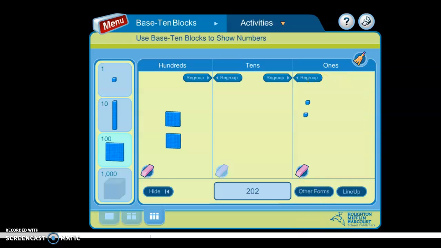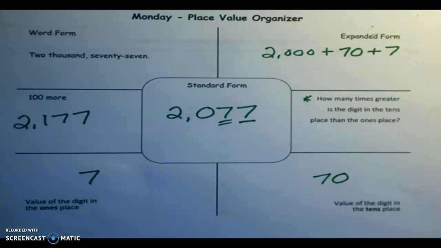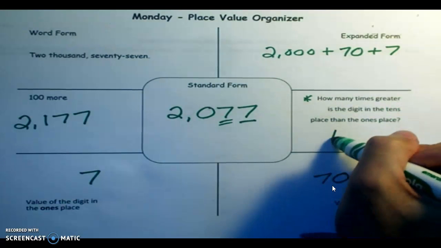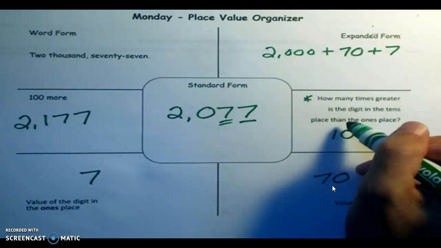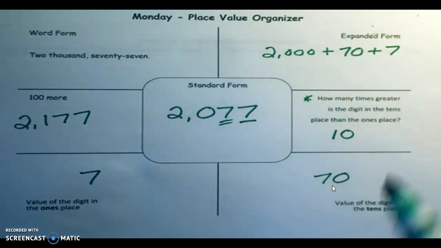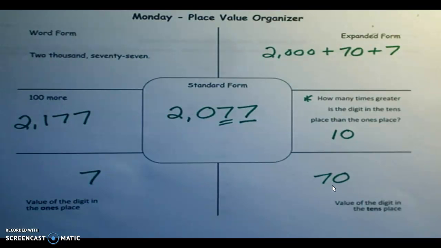So let's go back to our paper, and we can see that the 7 in the tens place should be how many times greater than the 7 in the ones place? It should be 10 times greater. And in fact, 7 times 10 is 70. So here we would write 10. It is how many times greater is the digit in the tens place than the ones place? It is 10 times greater. Okay? All right.